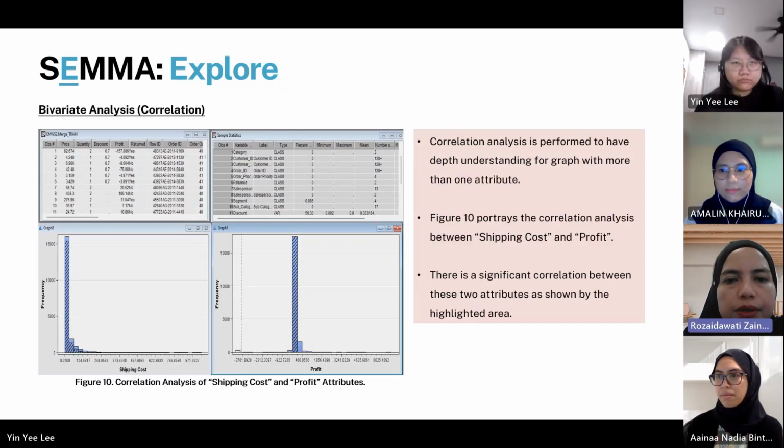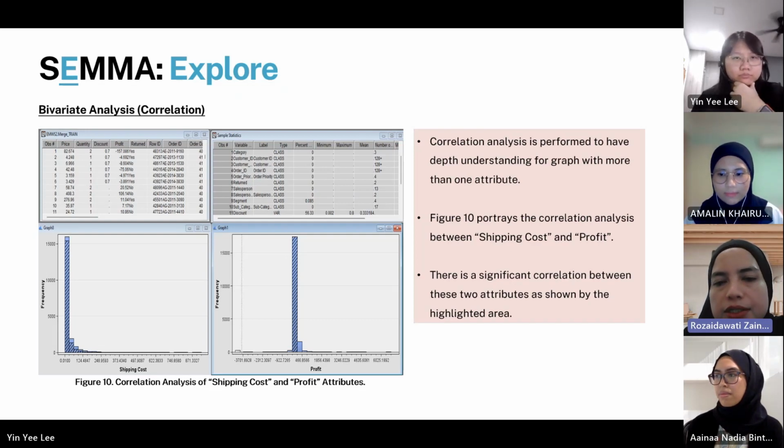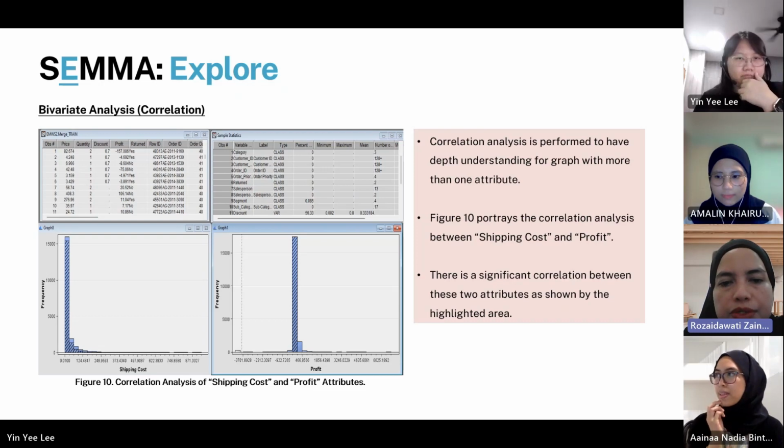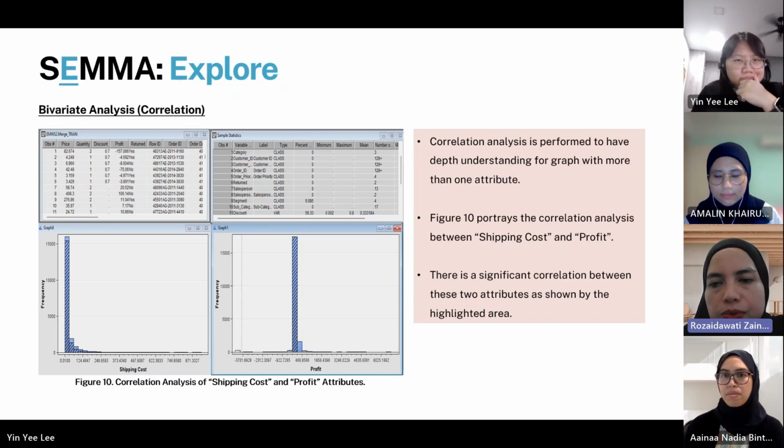To have depth understanding of more than one attribute, correlation analysis is performed, whereby it involves at least two attributes that can be plotted under the same graph. We can see that under this diagram, it portrays the correlation analysis between shipping cost and profit, where there is a significant correlation between these two attributes, as shown by the highlighted area.